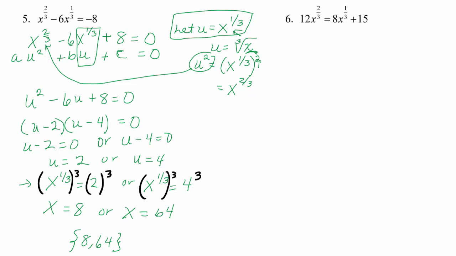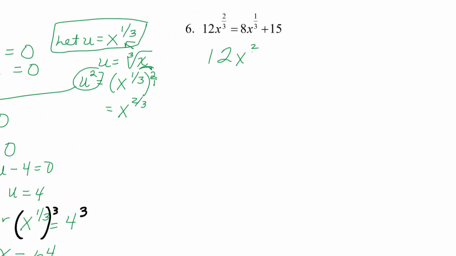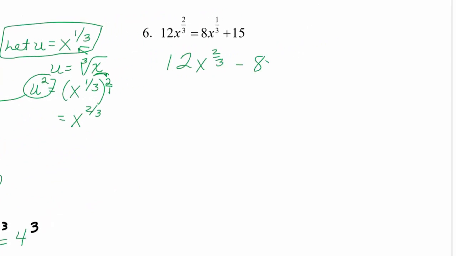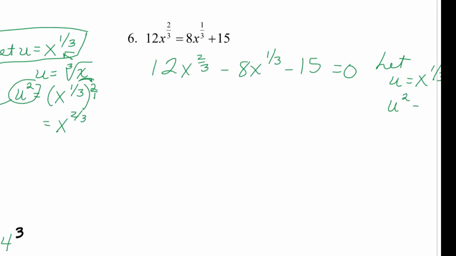All right, number 6 is similar, isn't it? So once again, we're going to get this into standard form. We're going to subtract the 8x to the 1/3 and the 15 equals 0. We're going to use the same substitution. We're going to say u is x to the 1/3. And u squared, as we showed in the last problem, is x to the 2/3. So this is going to be 12u squared minus 8u minus 15 equals 0.